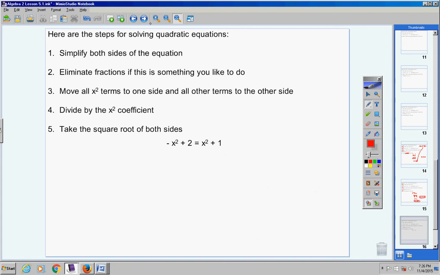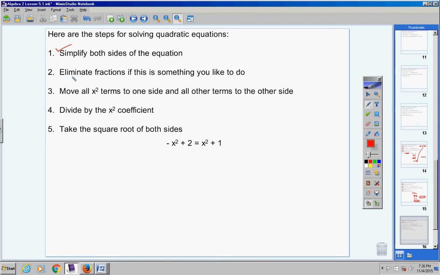If you feel confident enough to work ahead, please feel free to. If you don't, that's fine. Step 1, simplify both sides of the equation. Well, I can do nothing to this side. Those are unlike terms. You cannot combine them. I have unlike terms over here. You cannot combine them. There's no multiplication. There's nothing I can do. So step 1 is done.